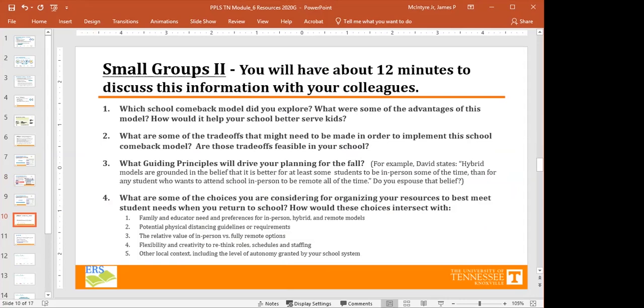So for an example, David noted that hybrid models are grounded in the belief that it's better for at least some students to be in person some of the time than any student who wants to attend school in person to be remote all of the time. So, questions like, do you espouse that belief? Is that something that you believe? Or what other beliefs or guiding principles that you hold that will help drive your planning for the fall? And then finally, what are you thinking about in terms of some of the choices that you might adopt for the fall? So we're going to go for about 10 minutes.